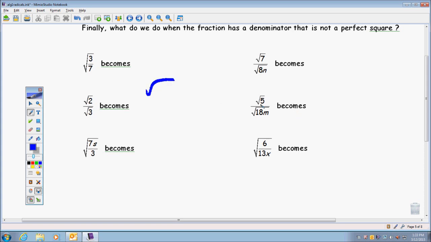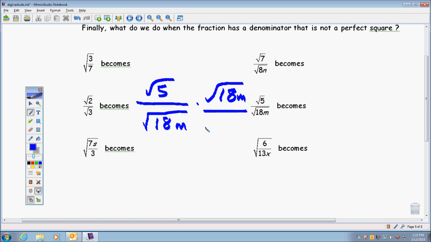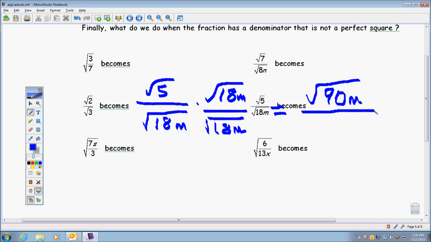Okay, take radical 5. This is this problem here. Radical 5 over radical 18m. Okay, I'm going to multiply both sides, top and bottom, by radical 18m. So this is going to become 5 times 18 is 90. So you can have radical 90m over 18m.